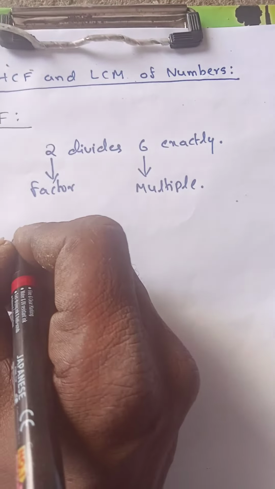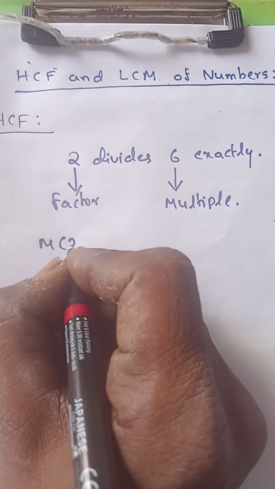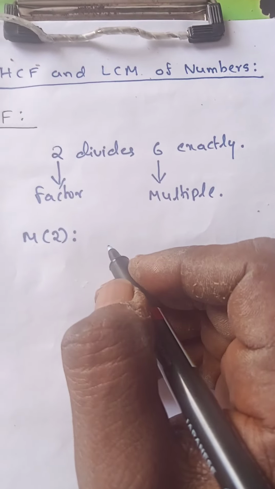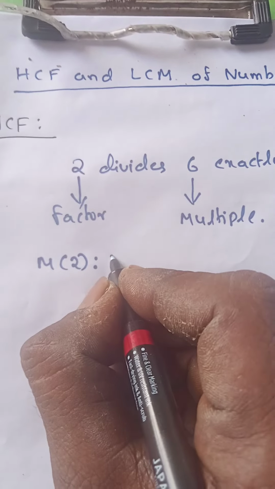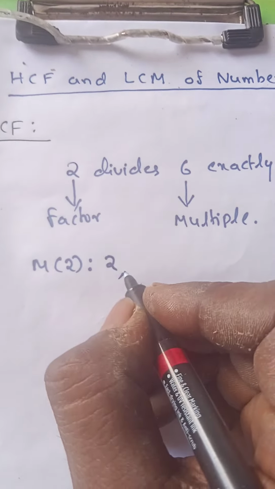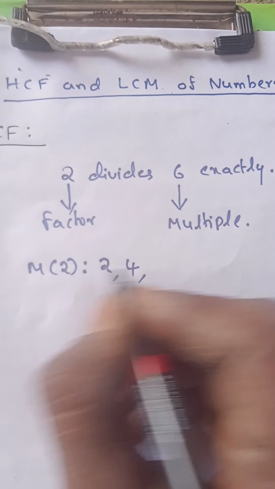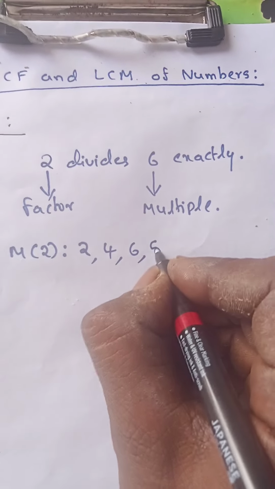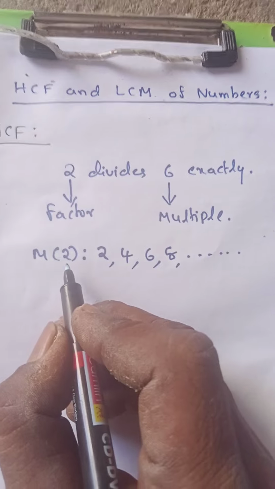Okay, so now we will see how to write the multiples of numbers. Let us start with 2. I am briefly writing here the multiples of 2. The numbers which are exactly divisible by 2, we have to write all of them. The first multiple of 2 is itself, 2. The second multiple of 2 is 4. The third multiple of 2 is 6. The fourth multiple of 2 is 8. Like that, many multiples exist for the number 2.